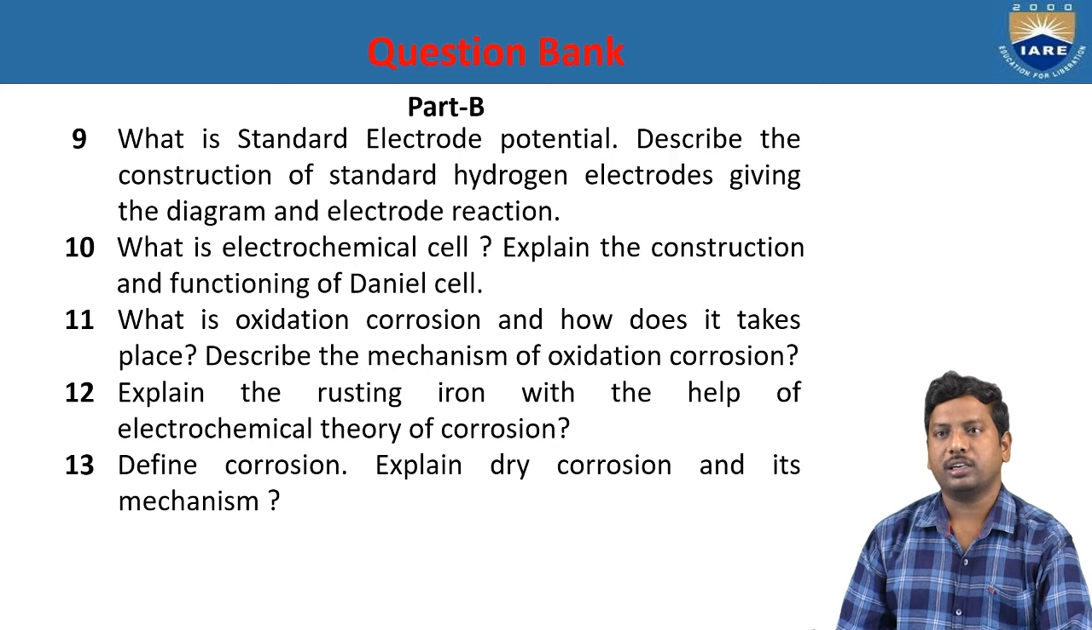And define corrosion, explain dry corrosion and its mechanism. So corrosion is nothing but the degradation and deterioration of a metal. So in the case of dry corrosion, it takes place by the absorption of environmental oxygen, and in the presence of a liquid metal such as mercury, corrosion takes place.